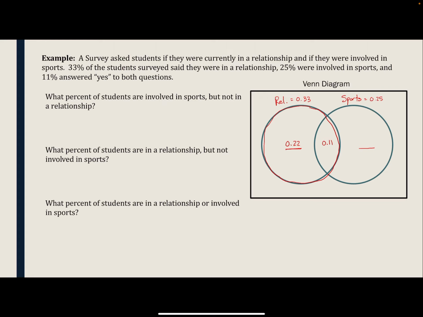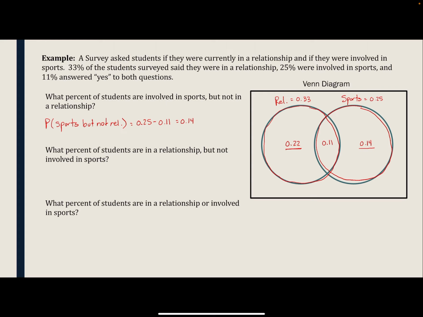Then looking at the next circle, if I take 0.25 minus 0.11, I'll get 0.14, making it so that this entire circle adds to 0.25. Now it says, what percent of students are involved in sports but not in a relationship? So we're looking at the probability that they are in sports but not a relationship. We found that by taking the 0.25 and subtracting off the intersection, and we can see in our diagram we got 0.14.